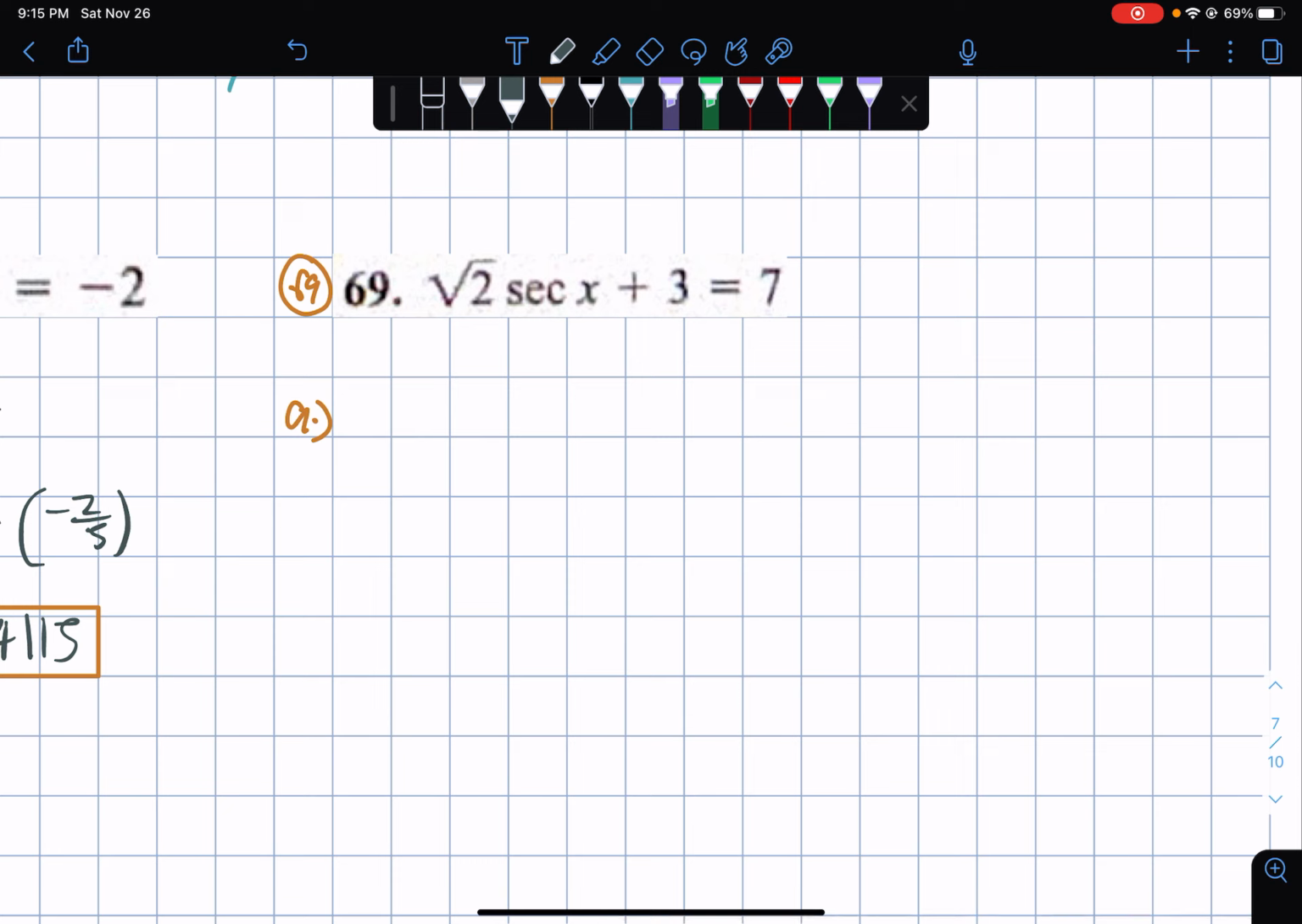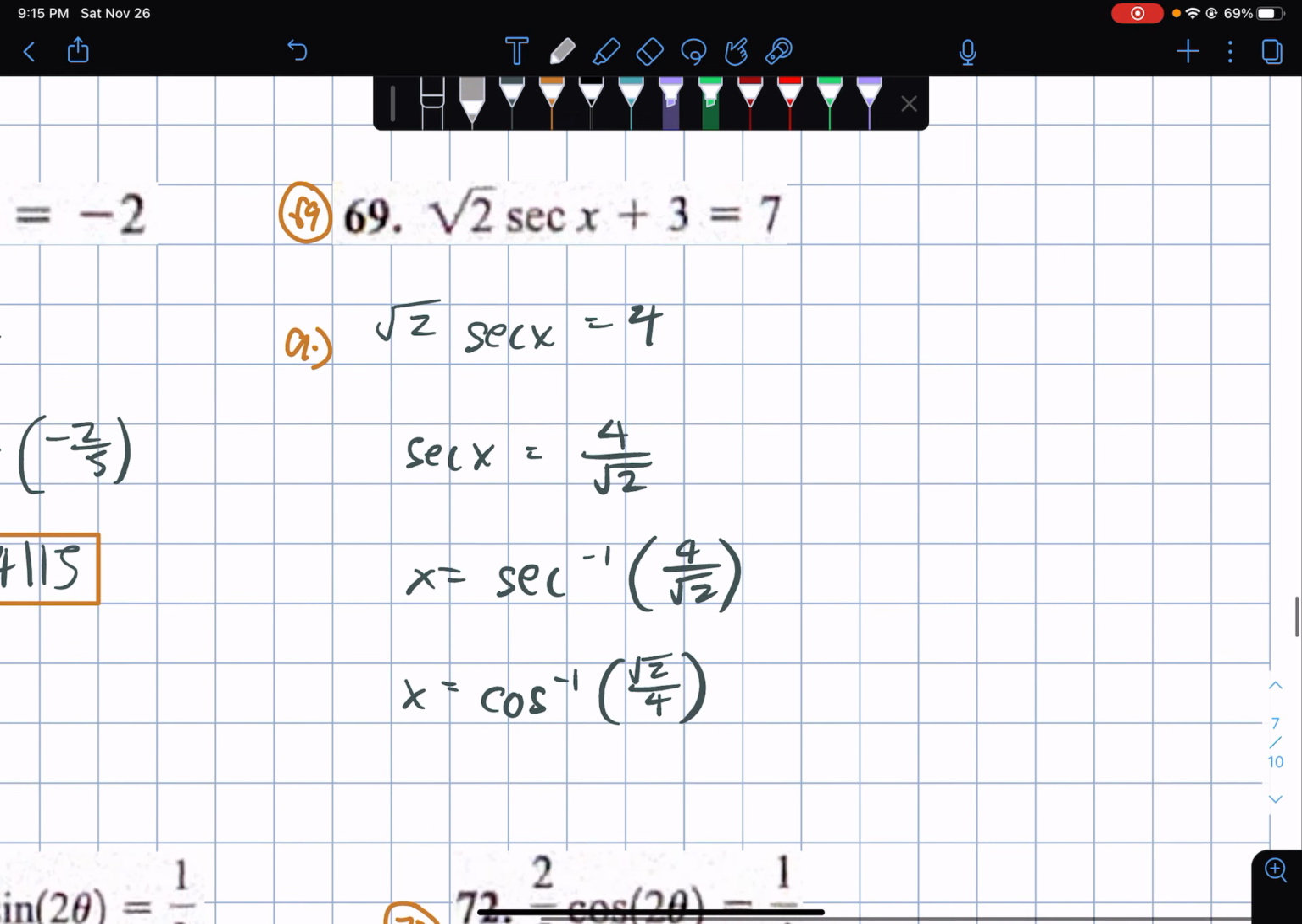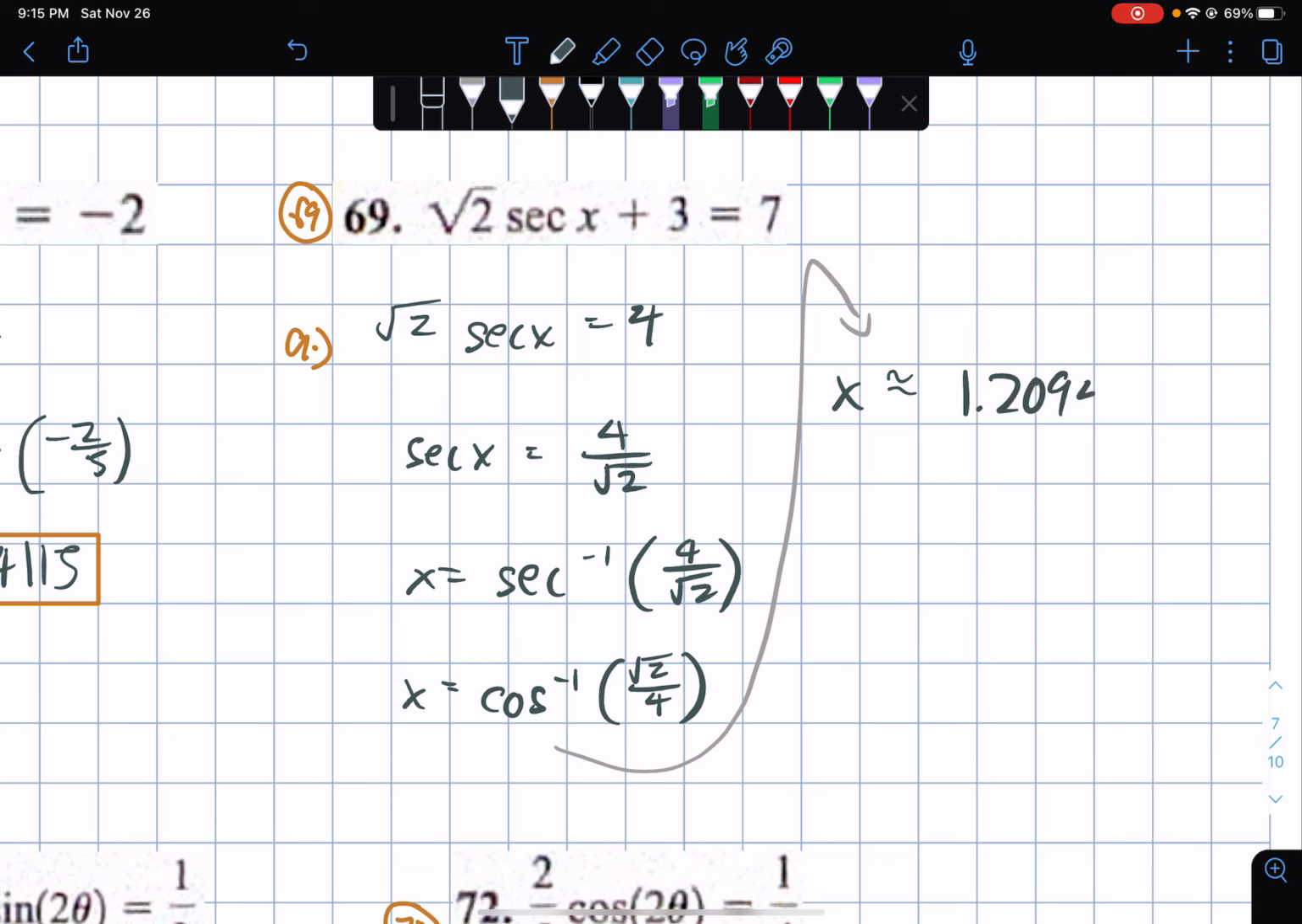Number 69. The square root of 2 times the secant x plus 3 equal to 7. Transpose 3 to the other side. We have 4. Secant x is equal to 4 divided by square root of 2. x is equal to the arcsecant of 4 over square root of 2. x is equal to the arccosine of square root of 2 divided by 4. x would eventually be approximately 1.2094.